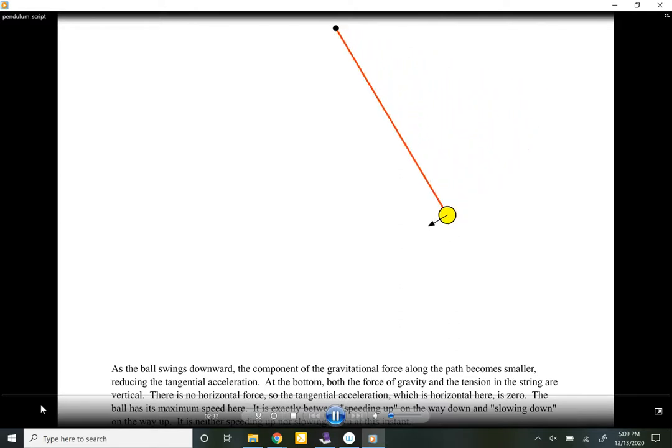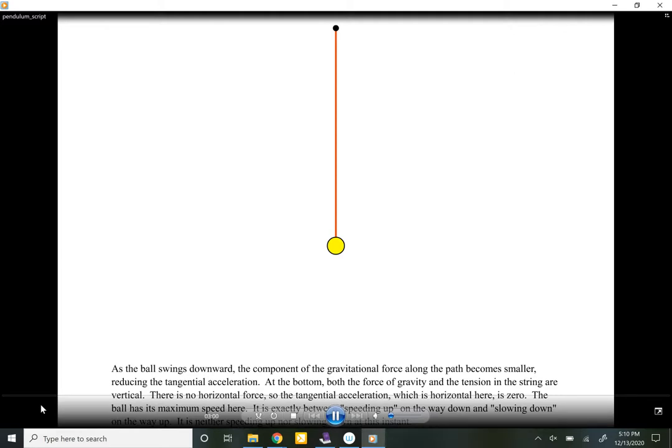As the ball swings downward, the component of the gravitational force along the path becomes smaller, reducing the tangential acceleration. At the bottom, both the force of gravity and the tension in the string are vertical. There is no horizontal force, so the tangential acceleration, which is horizontal here, is zero.